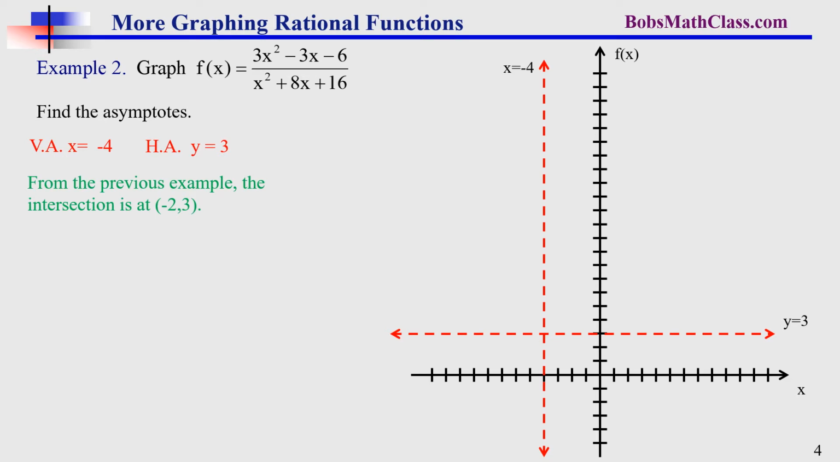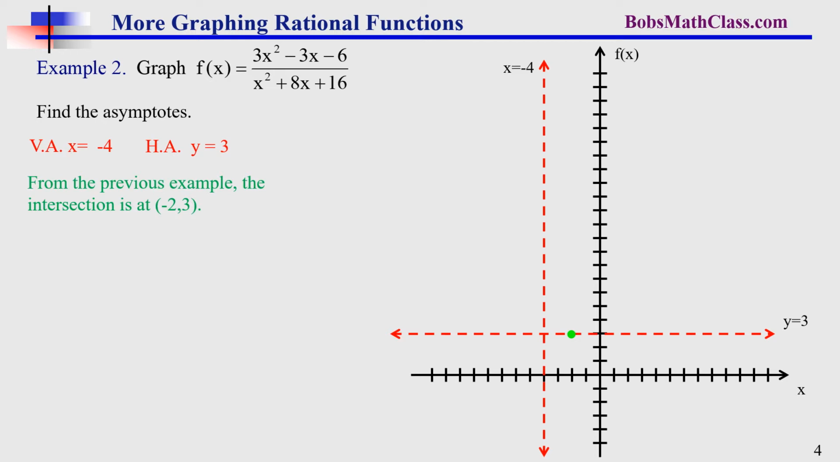Now we know from the previous slide that the intersection is at (-2, 3). Let's put a little dot there for (-2, 3). That's the only place that it intersects. So we just need some points on both sides of the vertical asymptote.